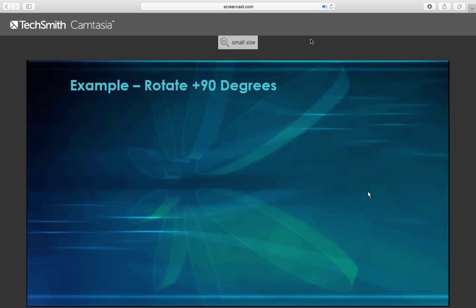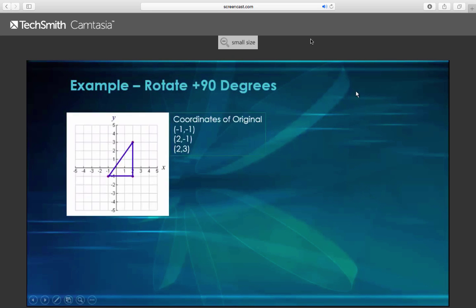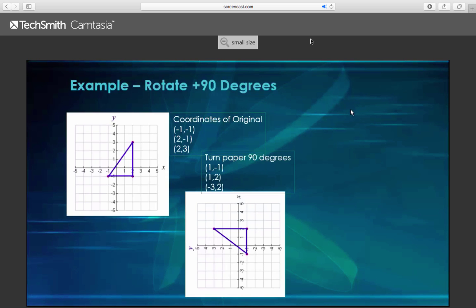So if we take a look at an example, this one we're going to rotate 90 degrees. So we're going to take our original figure, copy down the coordinates. So our coordinates are -1, 2, -1, and 2, 3. Then you're going to turn your paper 90 degrees. So I'm going to take the whole paper, turn it 90 degrees, so I'm going to turn it to the left on its side. And now, this point right here is at the point 1, -1. This point right here is the point 1, 2. And this point right here is the point -3, 2.